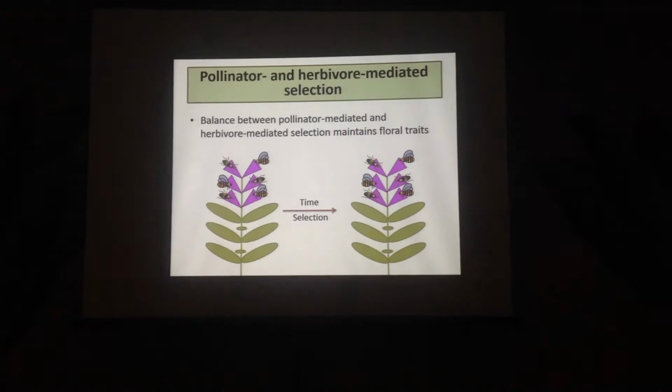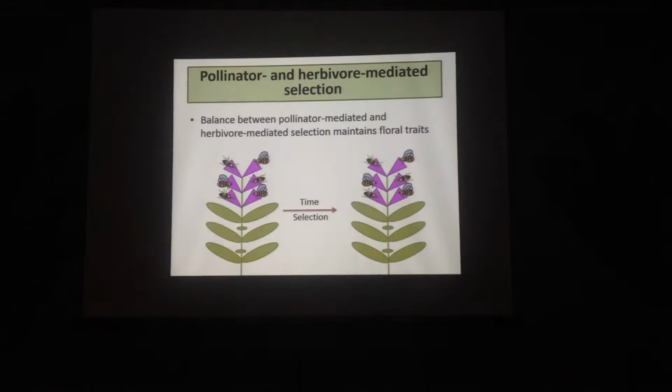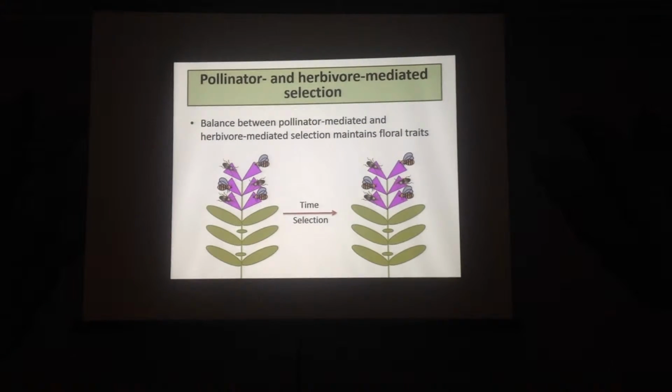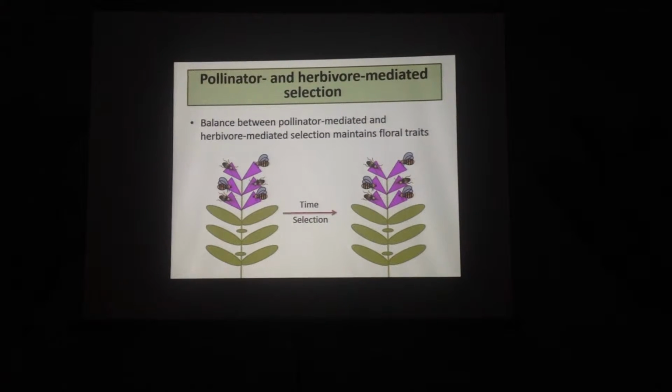For a lot of floral traits, it's really the balance between selection imposed by pollinators and selection imposed by herbivores that is responsible for most selection on flowers. So in this hypothetical example, if we have an equal amount of pollinators and herbivores, you can imagine that their selective pressures might cancel out and you might not actually get any evolution of the flowers.